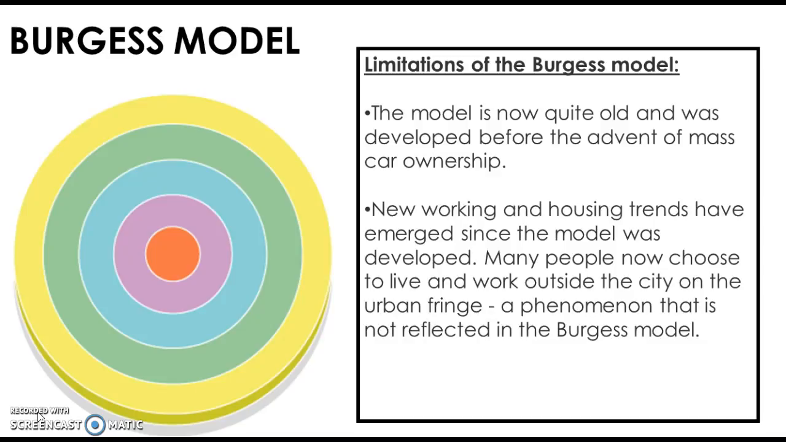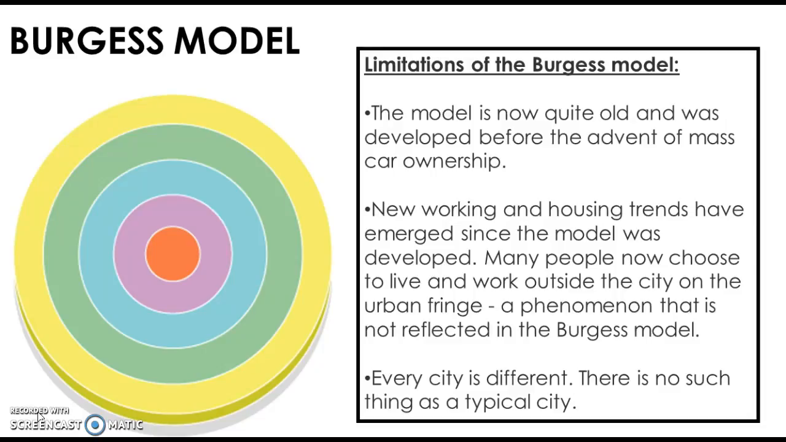New working trends and housing trends have emerged since this model was developed. Many people now choose to live and work outside the city on the urban fringe, a phenomenon that's not reflected in the Burgess model. So if you think about out-of-town retail centres, where the land value is a bit cheaper, lots of companies are setting up places outside the city, and it's also easier to get to. You don't have to get stuck in traffic jams, etc. So the pattern is now evolving over time.